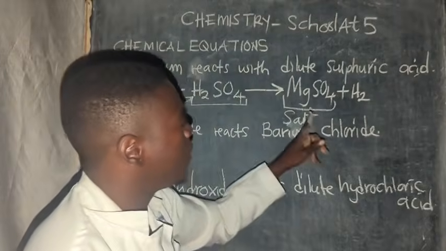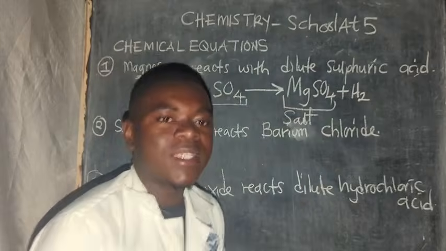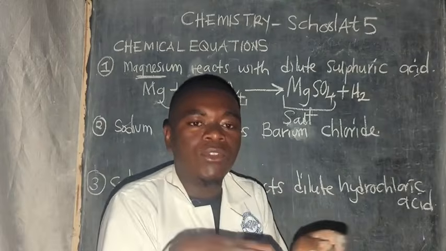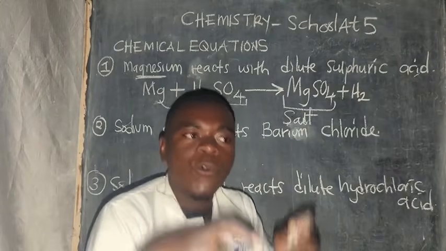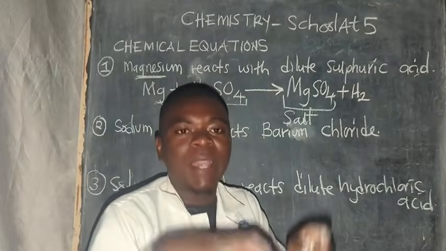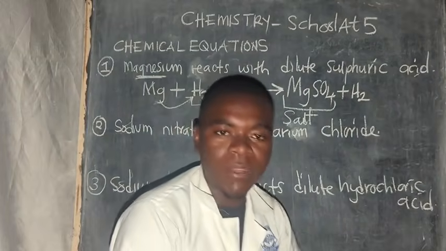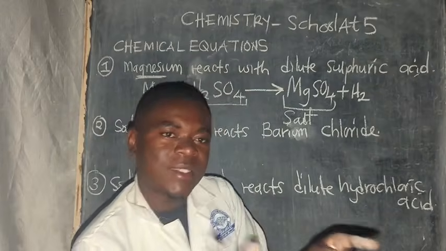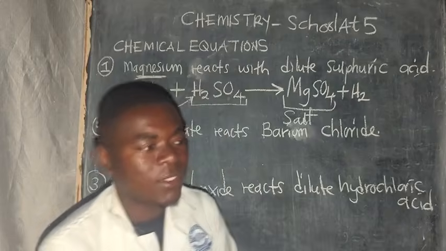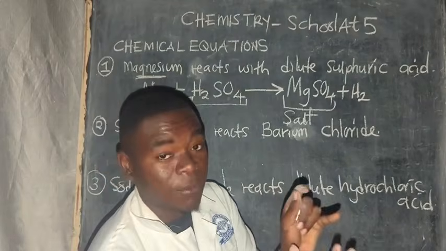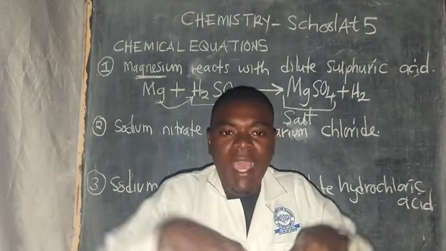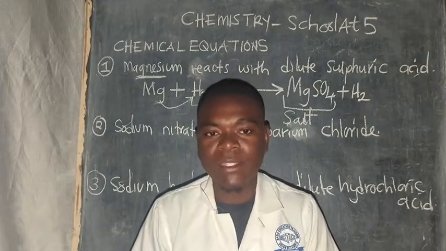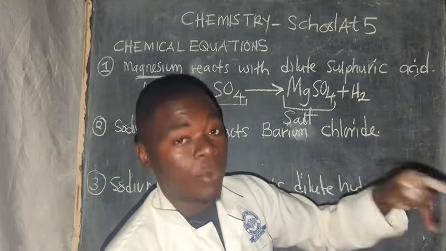By definition, we know that a salt is a compound formed when the hydrogen ion of an acid is fully or partially replaced by a metal or ammonium. This is what a salt is. So if you are asked to define a salt, you just say it in this way: a salt is a compound that is formed when the hydrogen ion of an acid is fully or partially replaced by a metal or ammonium.